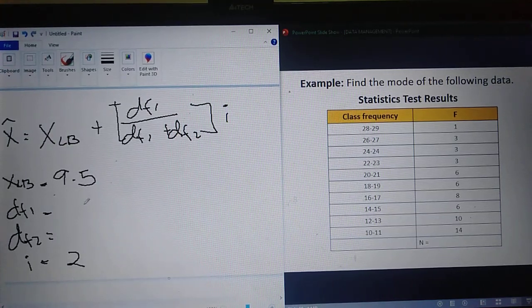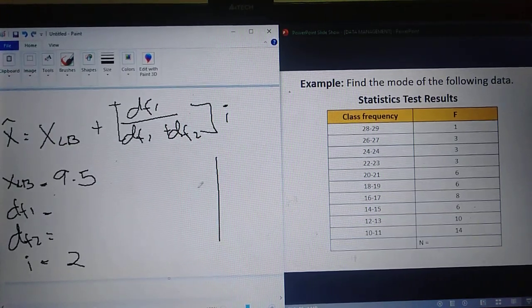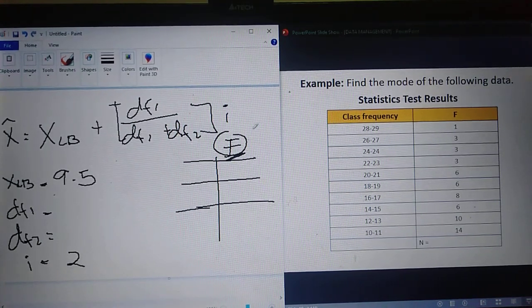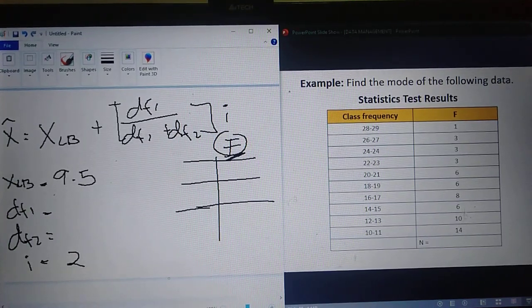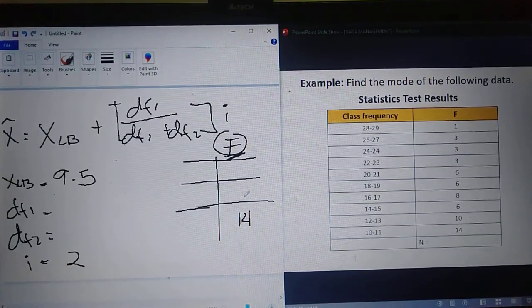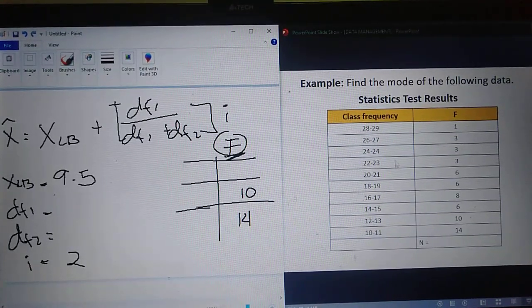df1. Okay. Gawa ko ng table dito. Focus tayo sa mga frequencies. Sa frequency tayo focus. Diba dito, focus lang tayo sa may tatlong pinakamataas. Huwag natin paklaman yan. 14 sa baba, which is the highest number of frequency, then followed by 10. Diba? 14 and 10. Paano kunin yung df1?